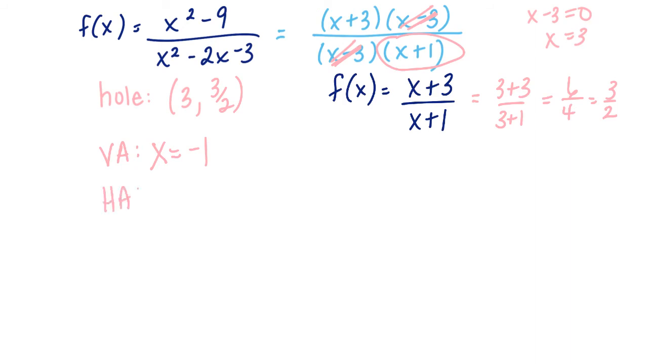What about the horizontal asymptote? Well, remember, we have 1 and 1. The coefficient is 1. The exponent is 1. So what is the horizontal asymptote? The horizontal asymptote will be at y equals 1 because the coefficients of n over m are equal. So I'm going to start to graph what I know.